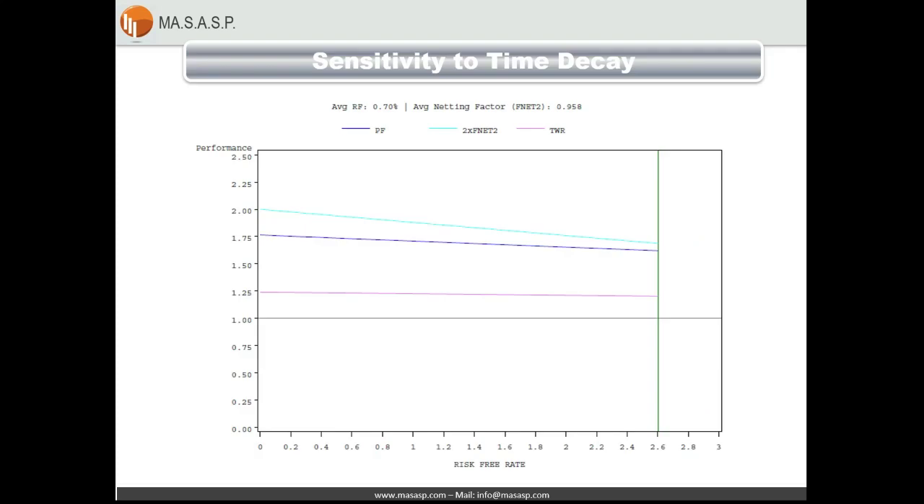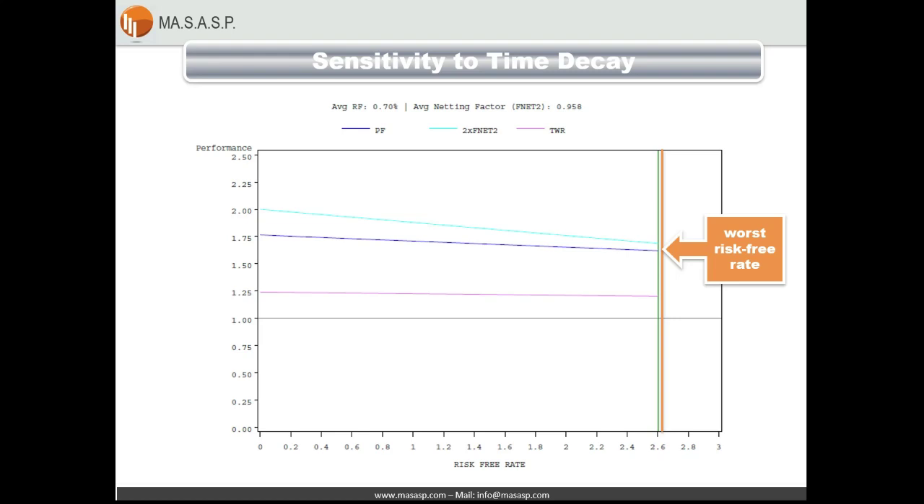The x-axis in this chart is meant to model different scenarios. It represents the risk-free interest rate. The tick 0 on the x-axis refers to the minimum interest rate possible, 0. It is just to show the gross figures of our performance metrics, as if time decay didn't exist. The last tick on the x-axis, marked with the orange vertical line, refers to the maximum interest rate recorded within the observation period, which happens to be 2.6%.